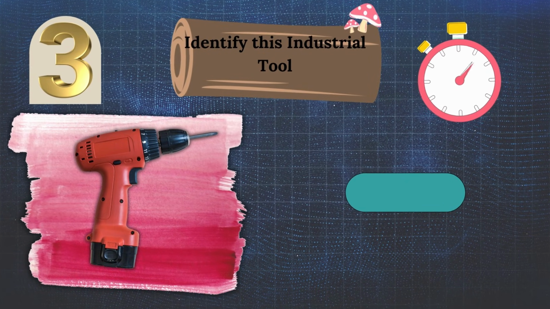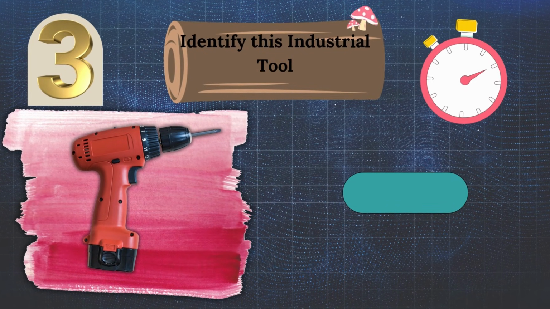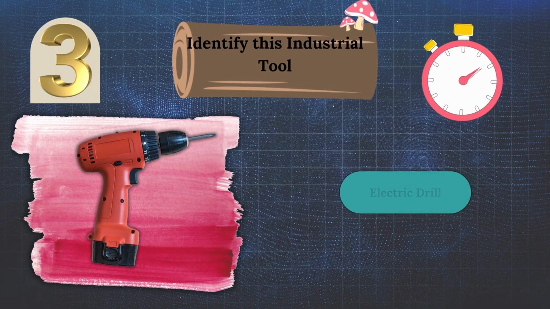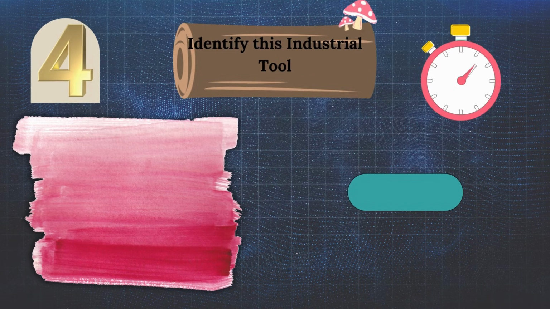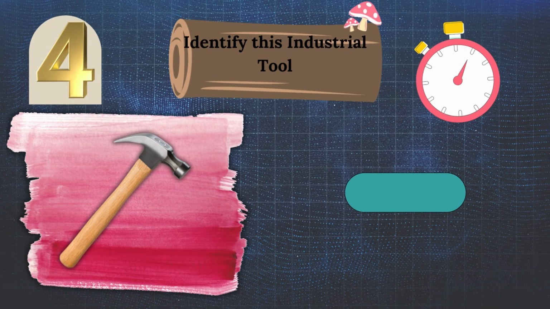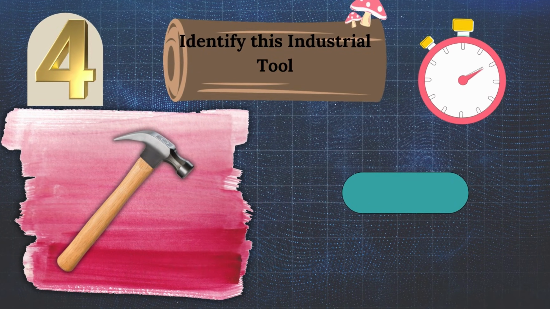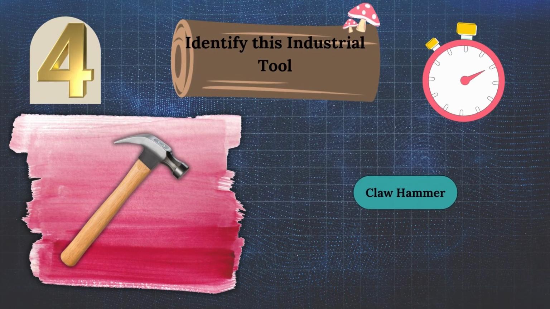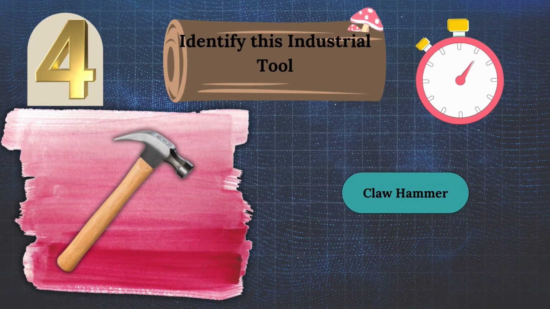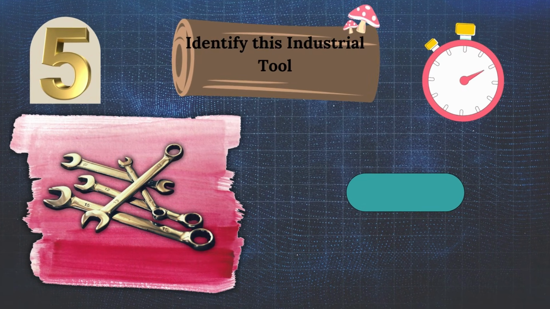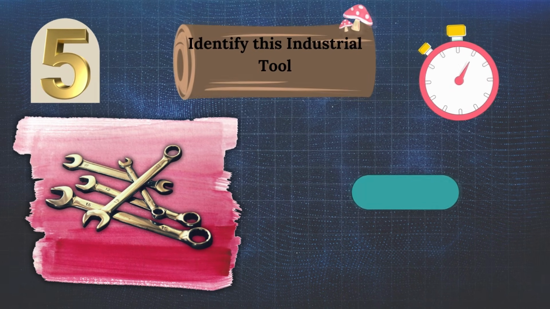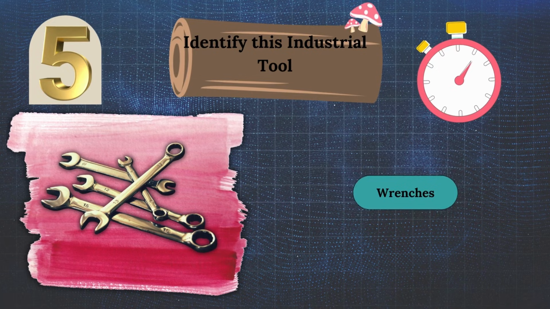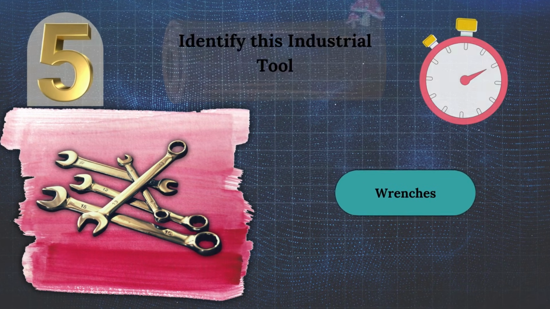Number 3, what is this industrial tool? Very good. Electric drill is correct. Number 4, what is this industrial tool? Very good. Claw hammer is correct. Number 5, what is this industrial tool? Very good. Wrenches are correct.